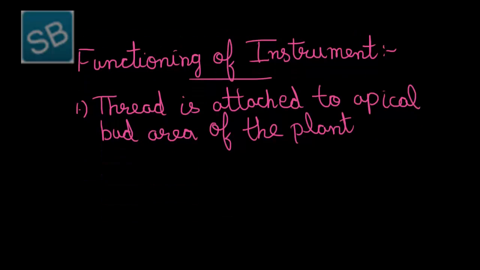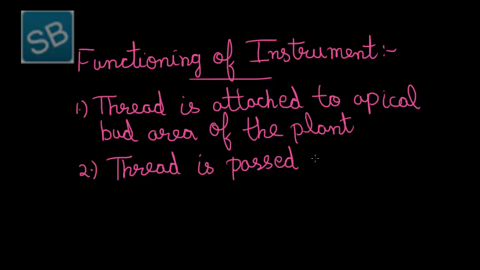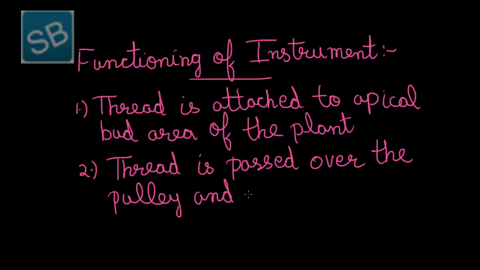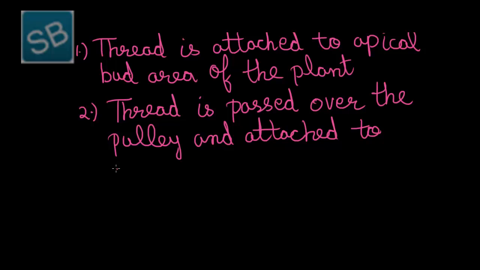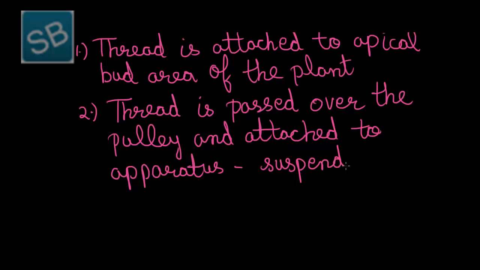Following it comes the second step, that is, this thread which is attached to the apical bud is then passed over the pulley and is attached to the apparatus that is suspended with an indicator.